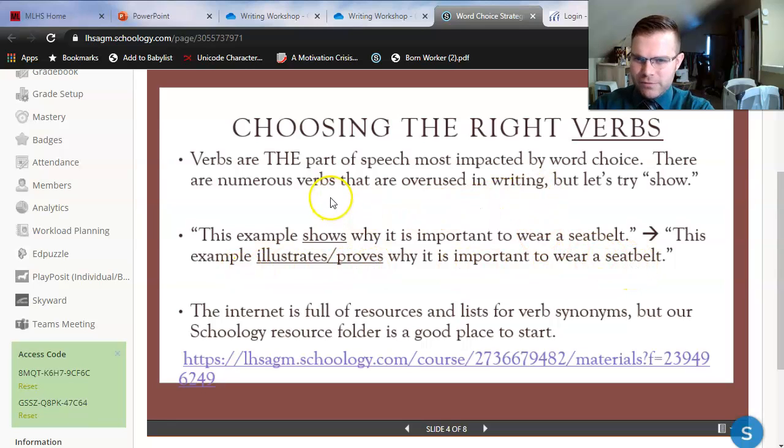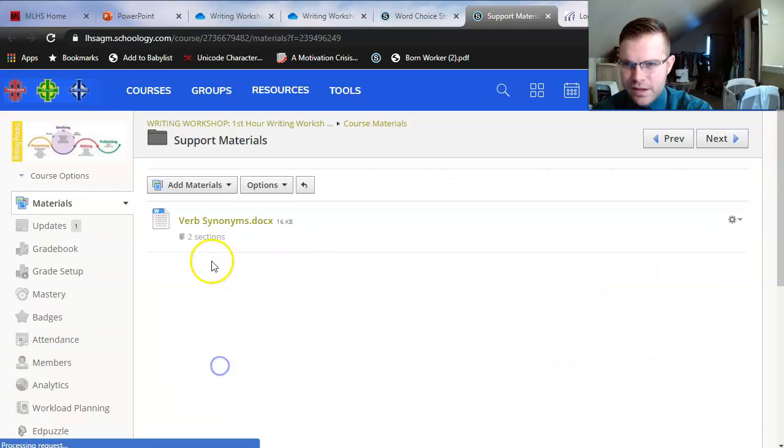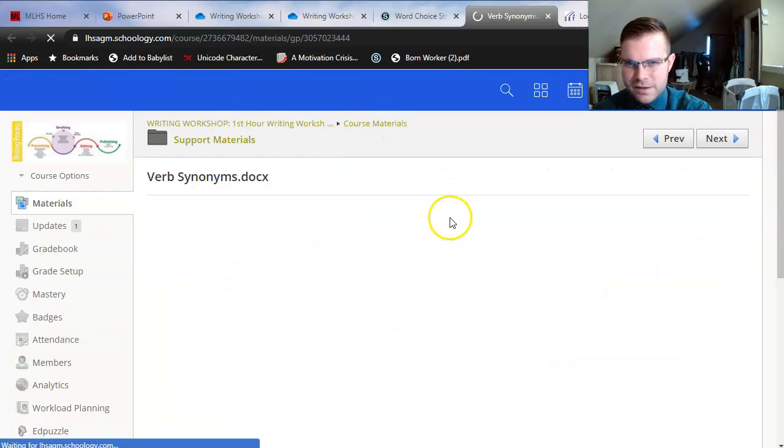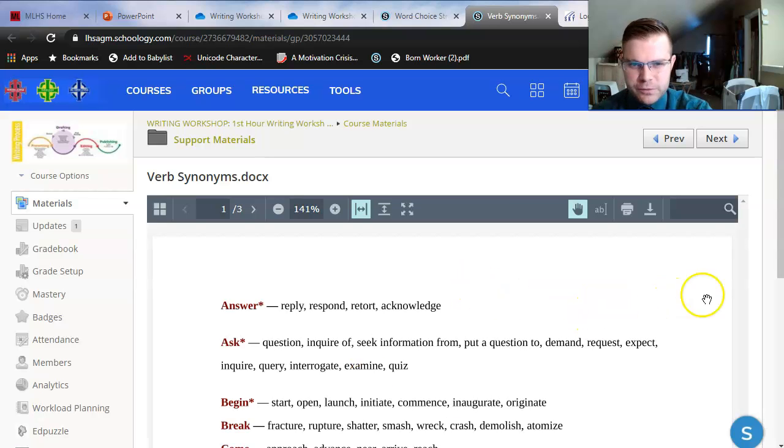Again, there are so many verbs that get overused in writing, and the internet is full of resources and lists for verb synonyms. So I'm not going to go crazy on that right now. You should know that in our Schoology resource folder, I did put a really good list that you should start with as well. So if you follow this link, I'll open it. So I opened up our support materials folder. It's inside of course materials, verb synonyms. And this is a good place for you to start if you're looking for synonyms.